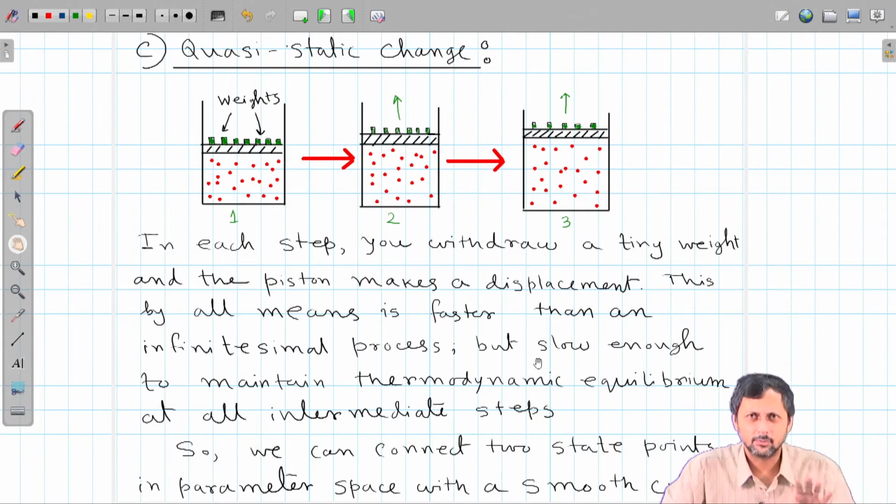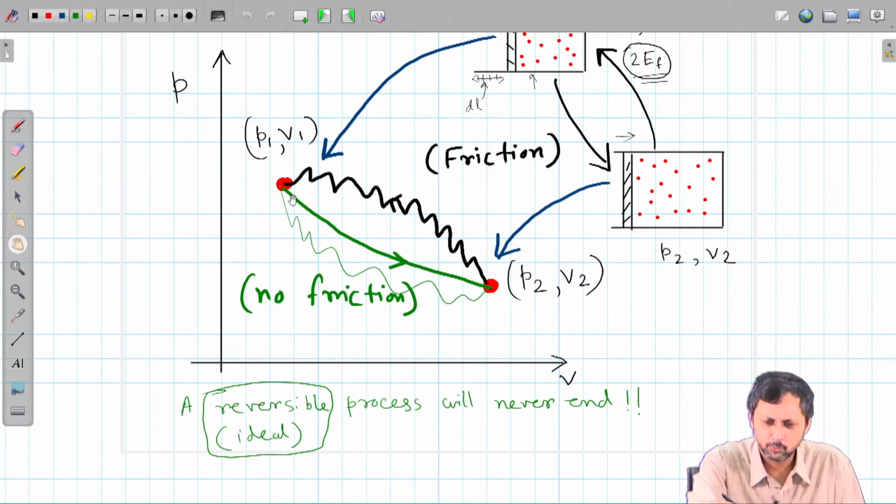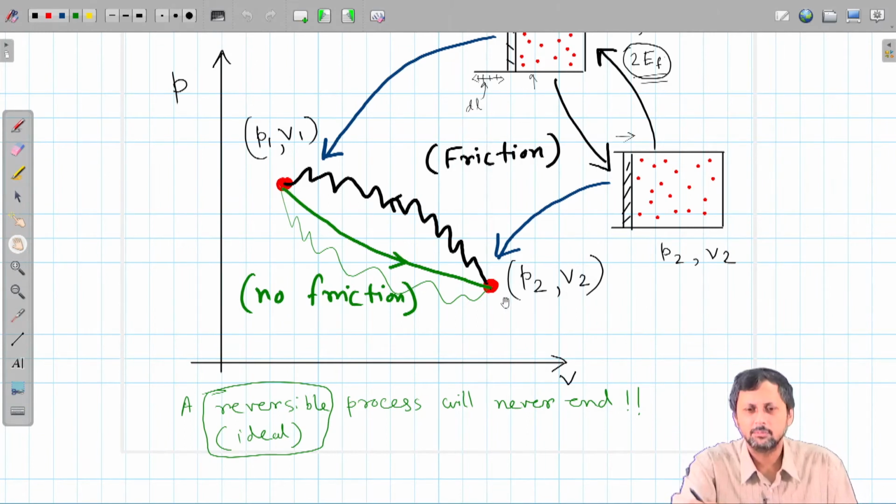Of course, here we cannot ignore friction because it is a real life process, but we can say that friction is negligible as compared to the actual work being done or the energy being exchanged during this process. So, this is called a quasi-static process, and in a quasi-static process, you see this is a smooth line which eventually means going from state 1 to state 2.